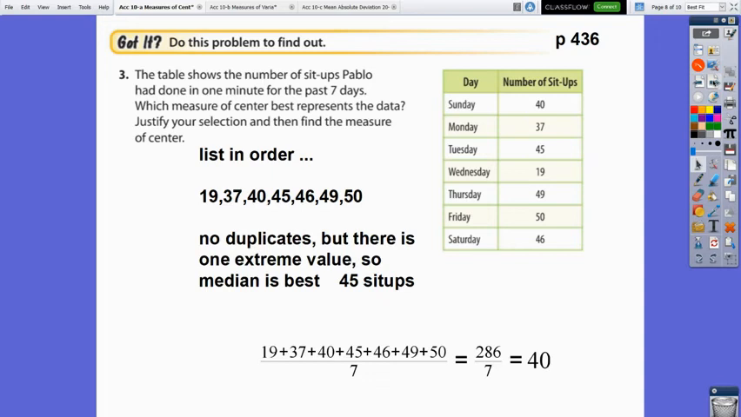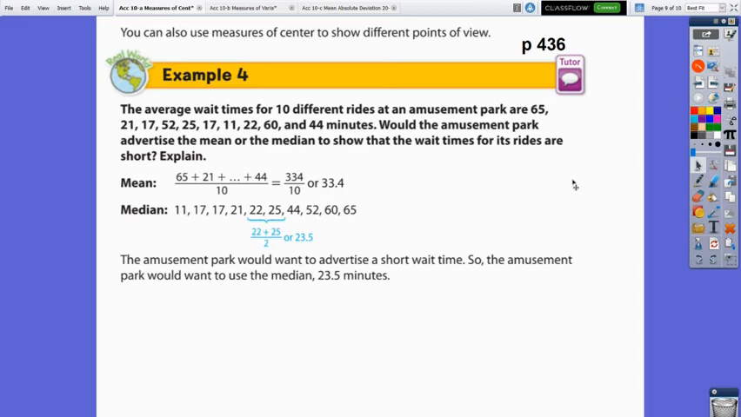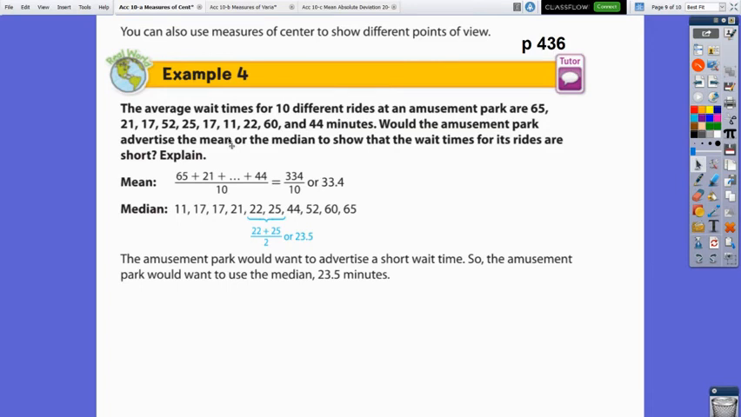One other use for these is that sometimes you might want to make sure that you're using the better measure of center for whatever your purpose is, like the wait times for rides at an amusement park. They have a whole bunch of them, and so would it be better to advertise the mean or the median to show what the wait times are? Well, the mean comes out to 33 minutes and the median comes out to 23. So if you were advertising, you'd want to advertise a short wait time, use the median, okay?